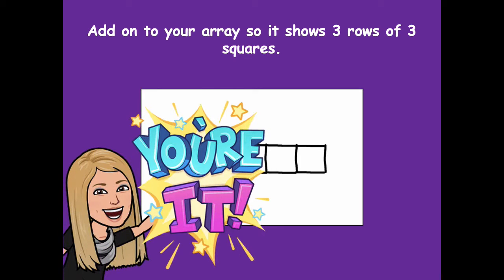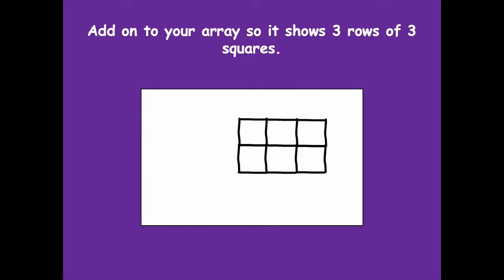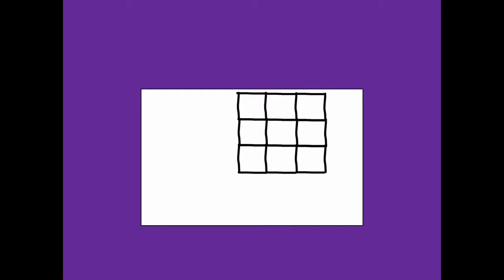So pause the video. We have 1 row of 3 squares, but you need to make your model look like 3 rows of 3 squares. Remember, you're looking and drawing your lines about the same as the squares that you already have. So do that and then click play when you're ready for the next step. All right, friends, so here's my second row of 3 and my third row of 3. So now I have 3 rows of 3.